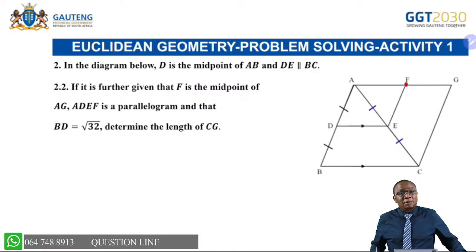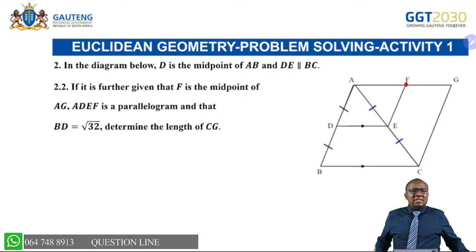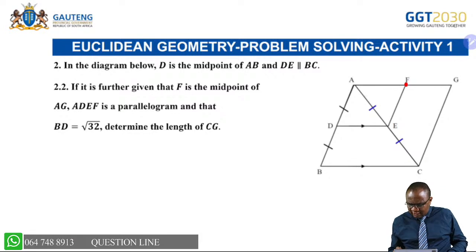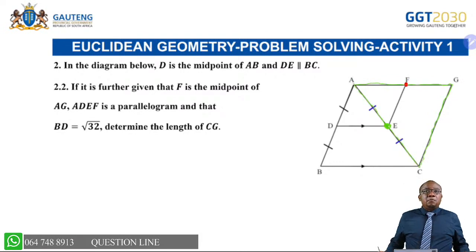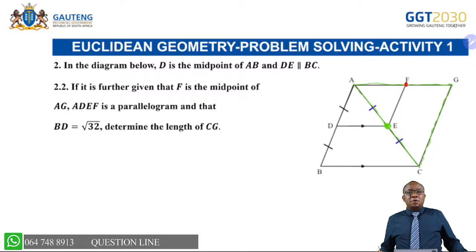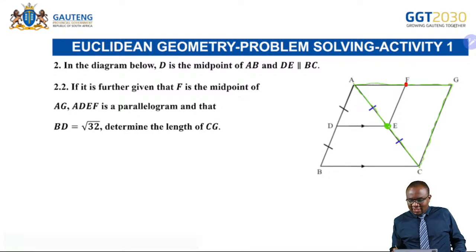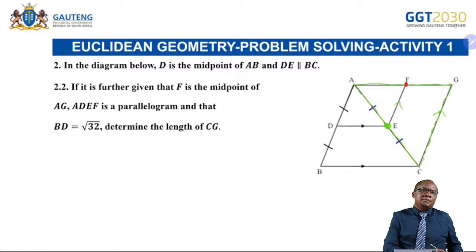It is further given that F is the midpoint of AG. Do you see F is the midpoint of AG? Right, what does that mean? Now let's concentrate on this triangle here. Now we know that this one is the midpoint. So midpoint E to midpoint F. Now we can talk about the midpoint theorem. So it means EF is parallel to CG, and EF is half of CG, or CG is 2 times EF.